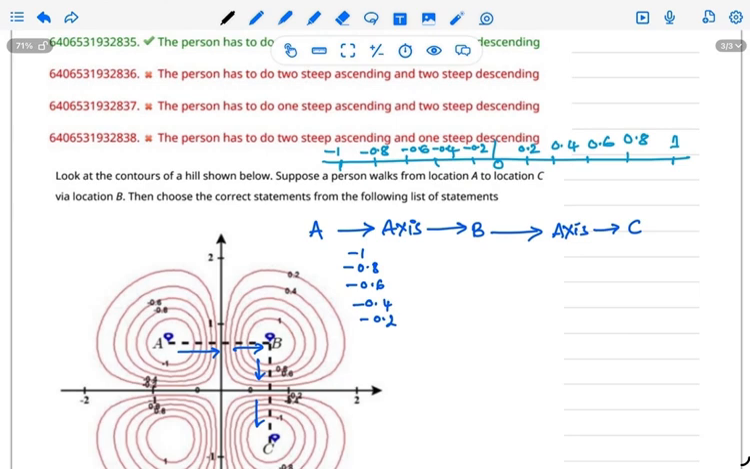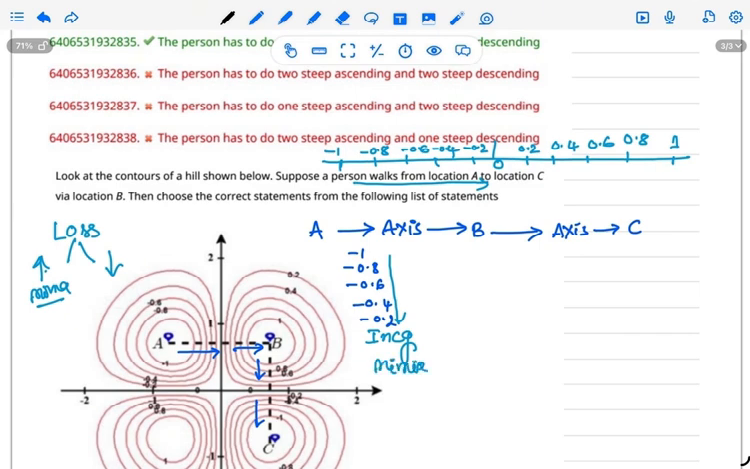So here the values are moving from minus 1 in this direction to minus 0.2. In this direction the values are increasing. So increasing means the loss value is increasing. When the loss is increasing, this is a minima point. So this is a minimum point.